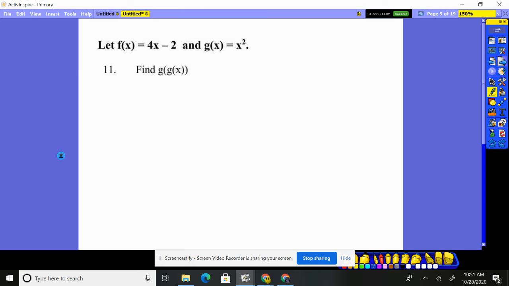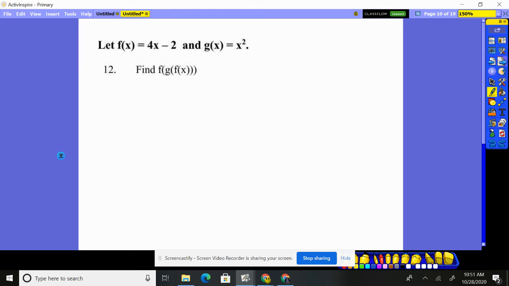G of g of x. So we're plugging the x squared back into the x squared. So this g of x is simply x squared. And so we're evaluating x squared in the g function. The g function says take whatever they give us and square it. What did they give us? They gave us x squared. So x squared times x squared, x to the 4th.